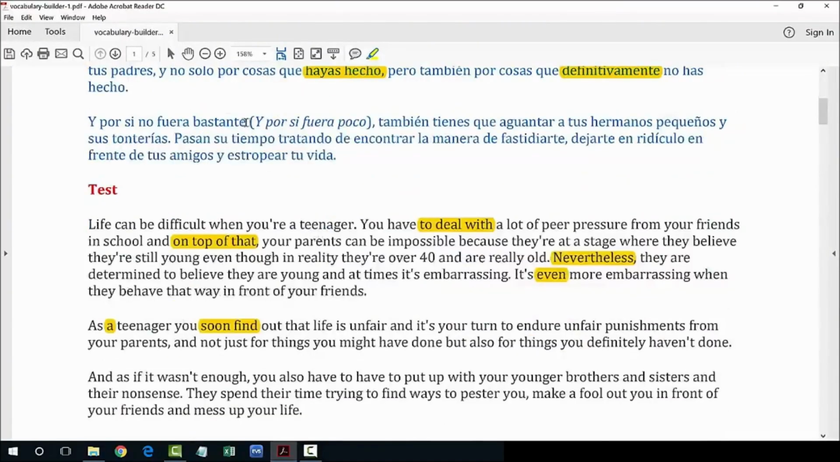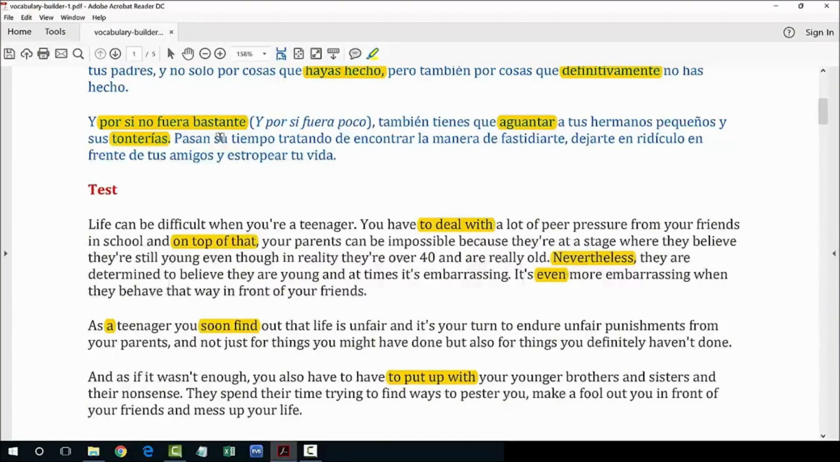This next phrase is also worth adding to your list, por si no fuera bastante, meaning as if it wasn't enough. Instead of bastante, you'll also hear poco, so either way is correct. It goes on with también tienes que aguantar. Aguantar, again, is similar to soportar. They're almost interchangeable, meaning that you have to put up with. A tus hermanos pequeños, your younger brothers and sisters, y sus tonterías. Tonterías means their nonsense or their silly behavior, their silliness.